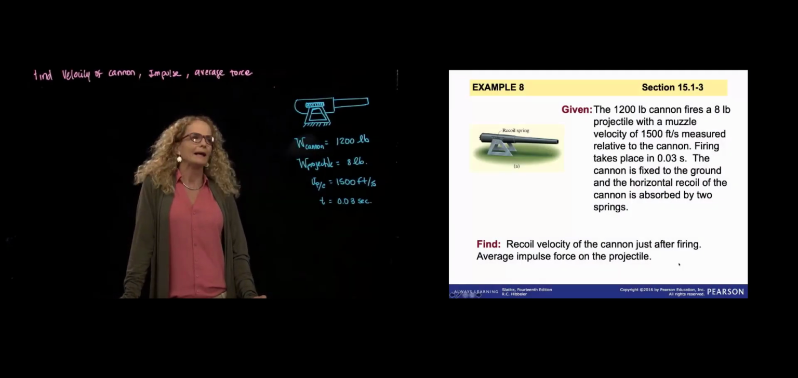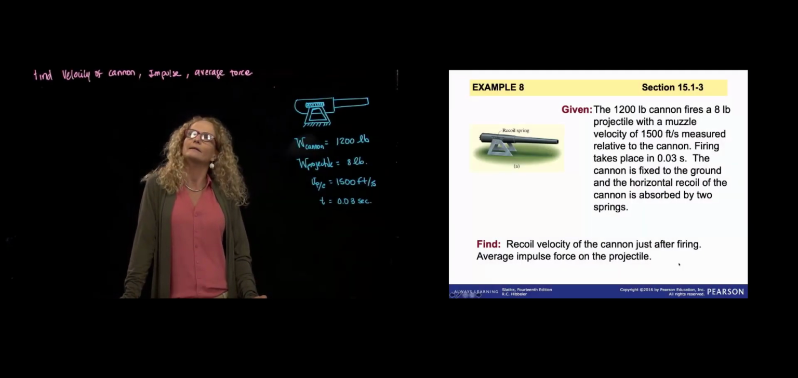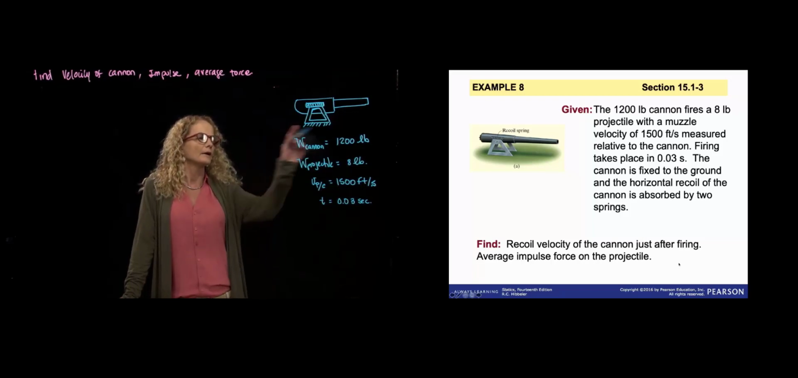We are in example number 8. We are analyzing impulse and momentum. So here we have a cannon that will fire a projectile.